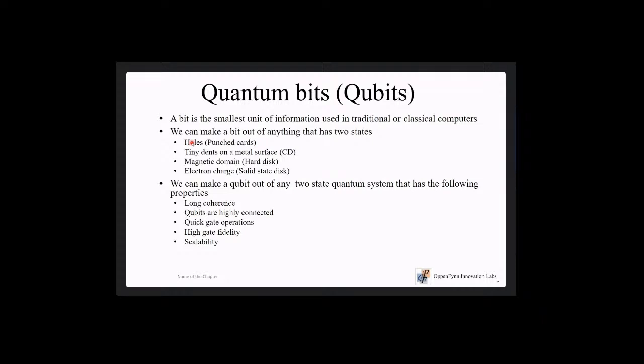And similarly, in the case of a hard disk, it's a magnetic domain. So if the magnet is polarized one way, it is a zero. If it's polarized the other way, it is a one. In the case of a solid state disk, or a pen drive, essentially it's an electron charge. So if you have an electron over there, it is a zero, or if there's no electron over there, it's a one. Similarly, a qubit is also a two-state system. The only difference is that the qubit is a two-state quantum system. And there are certain properties that I already mentioned, I'll not go through it again, that we would like the two-state quantum system to have.